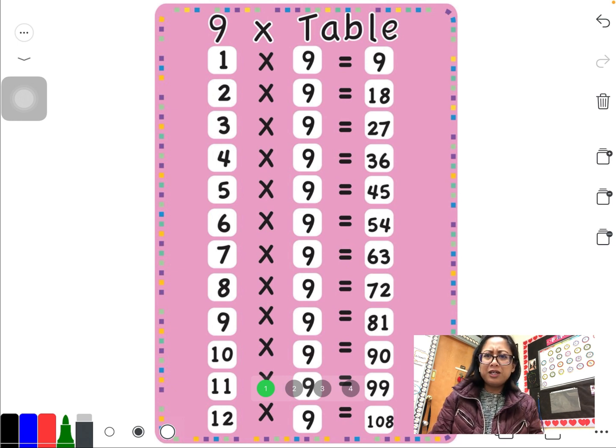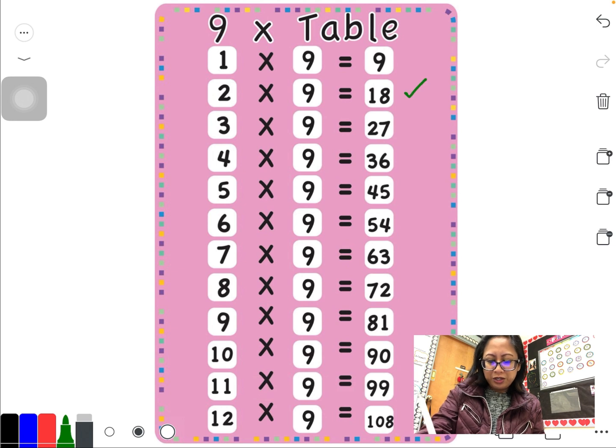9 times 9 is pretty easy because it's kind of like 9 plus 9, but it's switched. It's 81. 9 plus 9 is 18, but 9 times 9 is 81. So they switch it around. I don't know if you noticed, but they kind of switch numbers around here too. So for 2 times 9, it's 18. But when you look at 9 times 9, it's 81. So it's switched, the 18 and the 81.